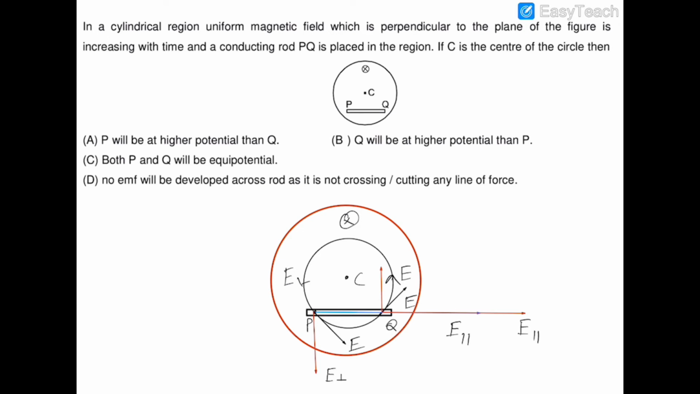So we can see that this electric field has a component which is parallel to the rod, and this component E parallel is pointing from P to Q. So the free electrons of the rod would move in the opposite direction of this electric field, because we know that electron is a negative charge. So the electrons would move in the reverse direction, and they would be accumulated at point P, and the positive charge would be accumulated at point Q. So Q would be at higher potential and P would be at lower potential. So the correct option would be option number B. Now we move on to the next question.